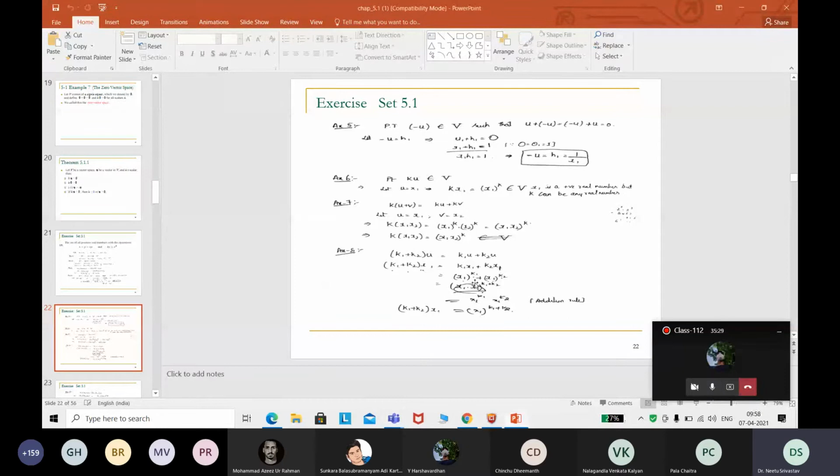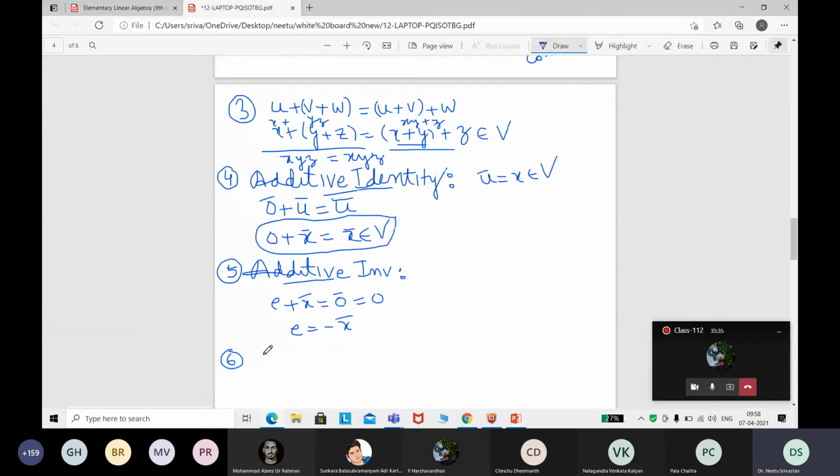Let us take the seventh one: k into u plus v is equal to k into u plus k into v. The sixth one is just the basic definition, what we proved in the first place: k into u is equal to u raised to the power k. Correct?